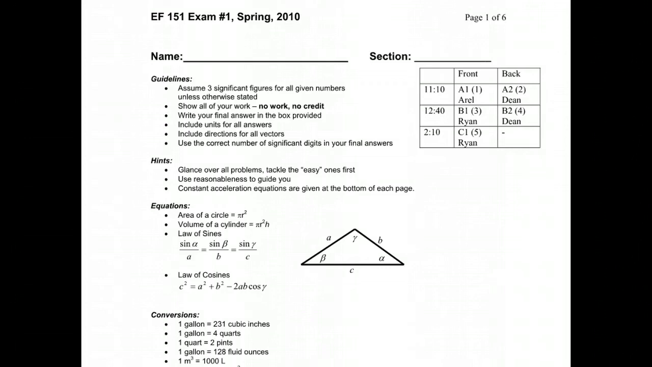Okay, I'm going to work through the Spring 2010 EF151 exam number 1 for practice. I've got the blank PDF file from the website, and I'm going to work through this without referring back to any notes, doing all the calculations and talking through it to see how it goes.